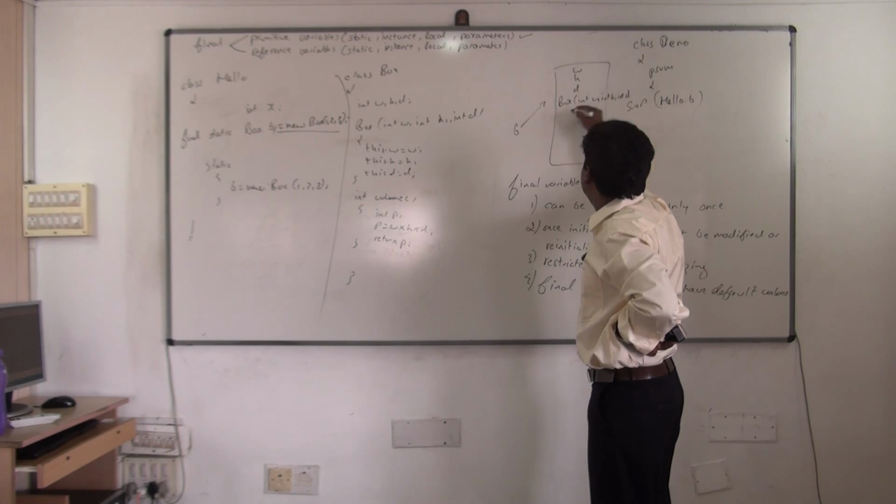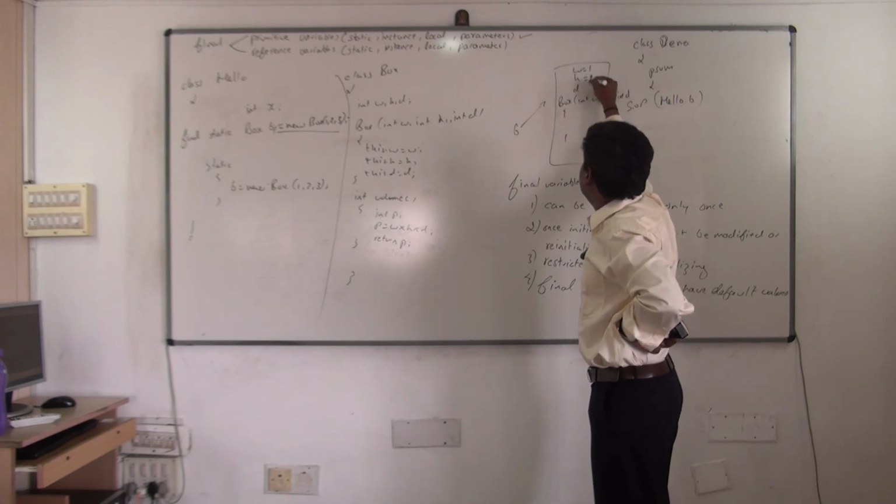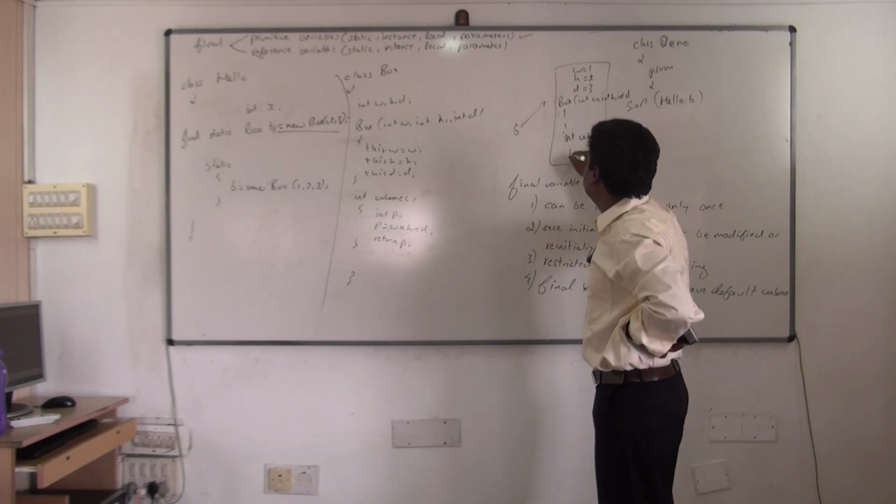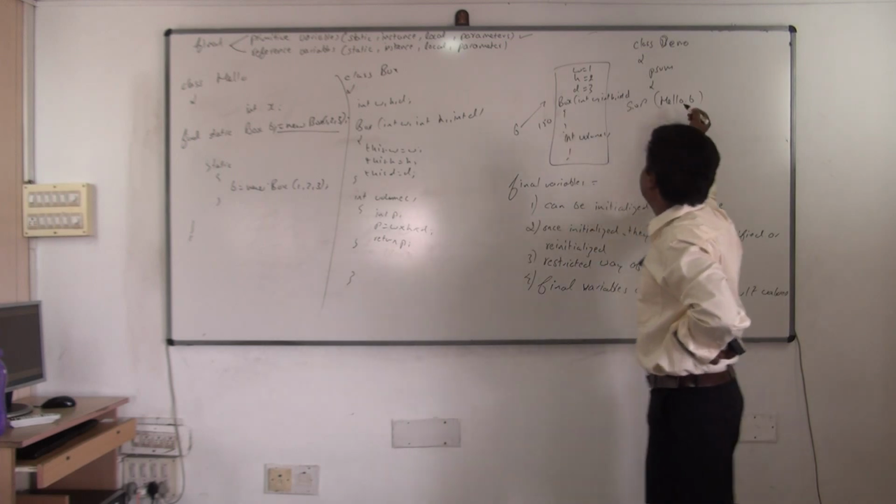Yes or no? So W and H will be initialized to what? 1, 2, 3. It will have the volume method. All this flow you know now. Address will be 150. Correct?